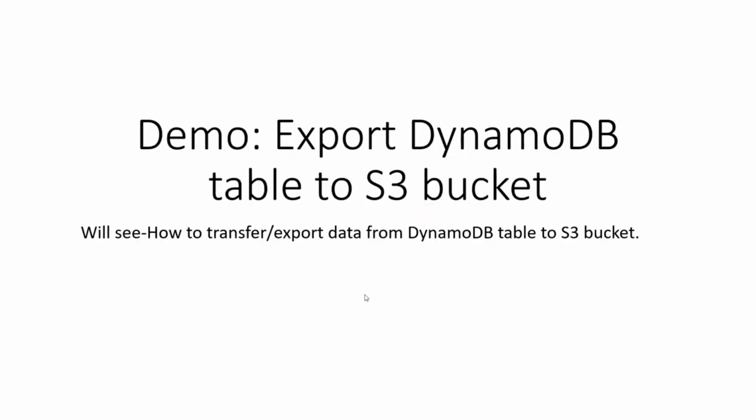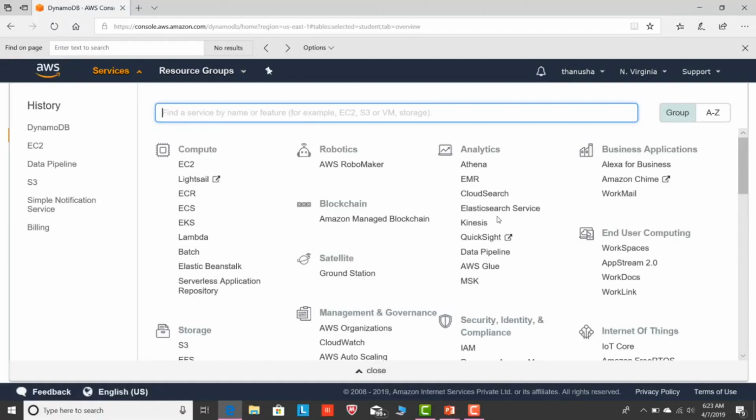Here we are going to see how to transfer or export the data from a DynamoDB table to an S3 bucket. This is my AWS management console. Before creating the data pipeline, we have to create a DynamoDB table and two S3 buckets. Let's start by creating the DynamoDB table.